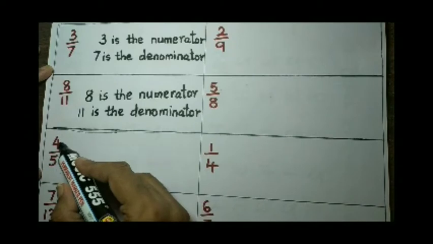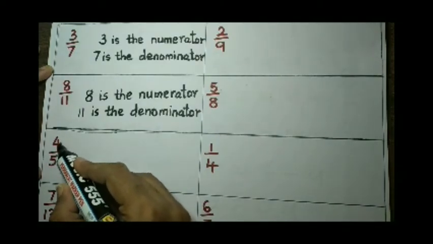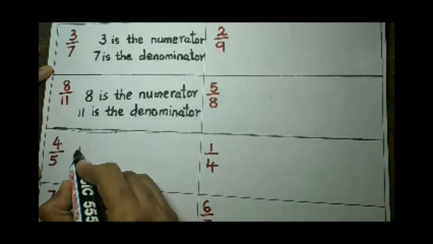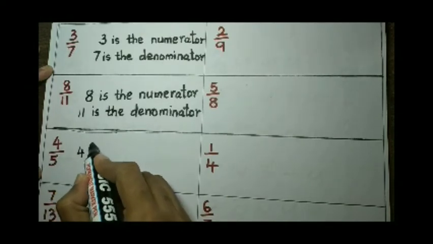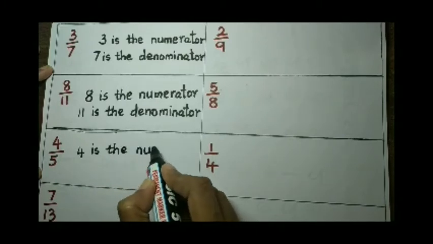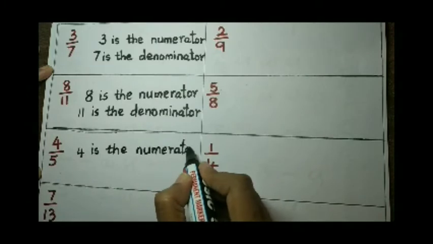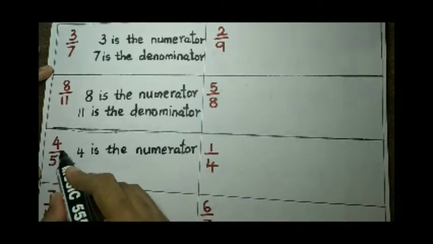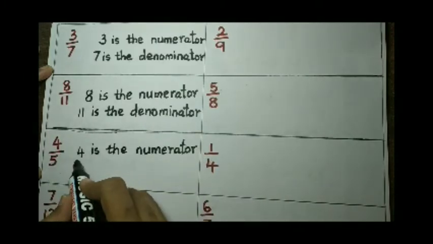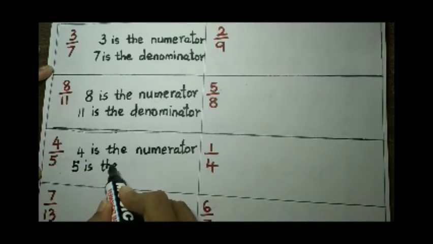Next fraction, 4 upon 5. The number above the line, that is 4. So, 4 is the numerator. The number below the line, that is 5. So, 5 is the denominator.